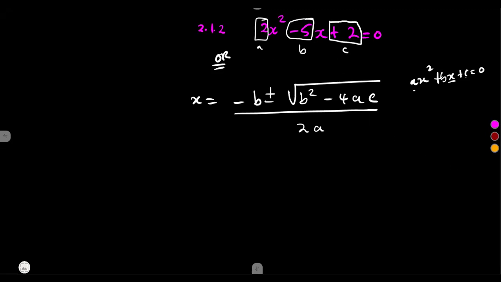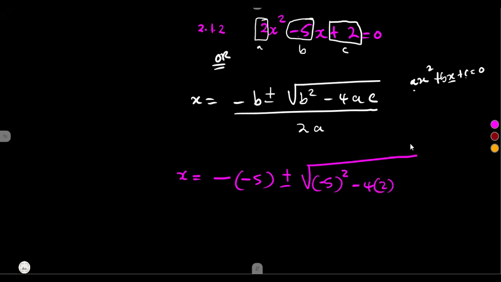So thus, we can substitute as they are. X is equal to minus, what is our b? A -5. So it's -5 plus or minus the square root of b squared, which is minus 5 squared, minus 4 times our a, which is 2, and our c, which is what? Which is 2. So everything is over what? 2 times a. Our a is what?